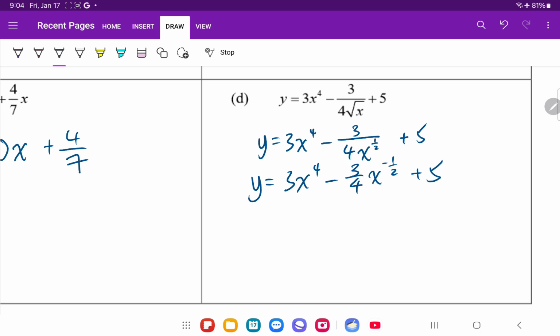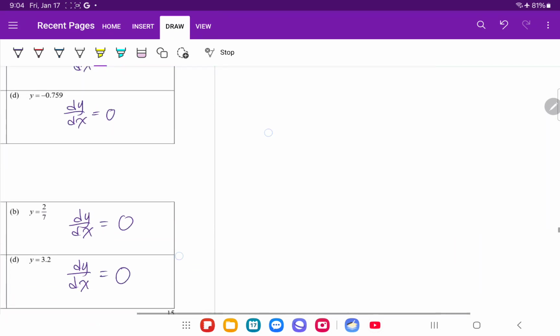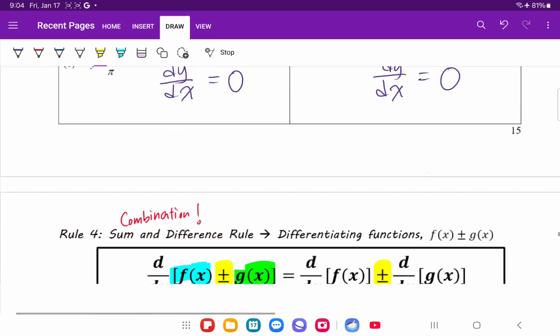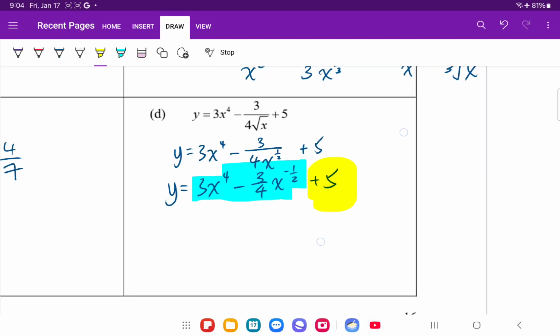Okay, let's begin. Now this question involves constant multiple rule for these two. Now this one is special. This is the constant rule. What do we know about constant rule? The result must be 0. Okay, let's begin.